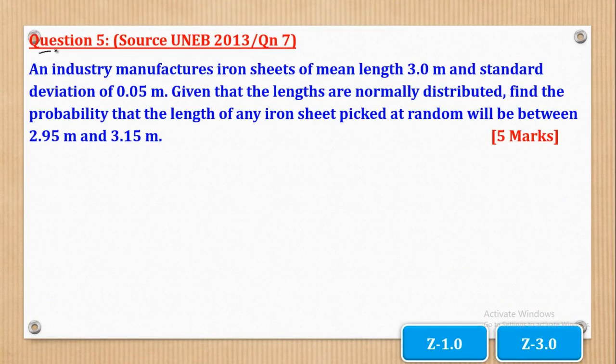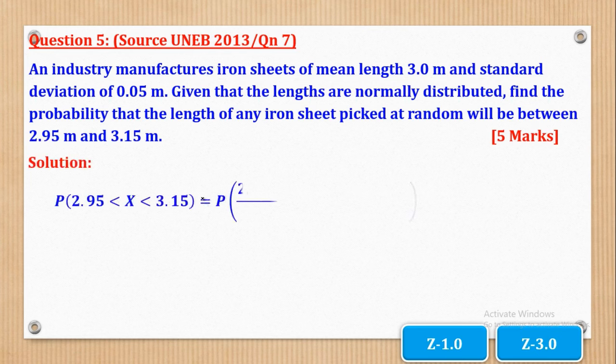So now we shall go to question 5. Question 5 came from UNEB 2013, paper 2, question 7, and it says, an industry manufactures iron sheets with mean length of 3 meters and standard deviation of 0.05 meters. Given that the lengths are normally distributed, so always this word has to appear for you to know that it's a normal distribution. Find the probability that the length of any iron sheet picked at random will be between 2.95 and 3.15. So the keyword here is between.